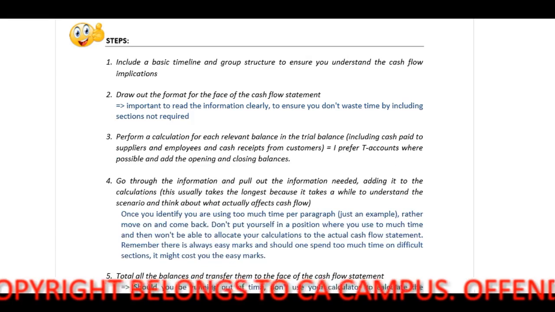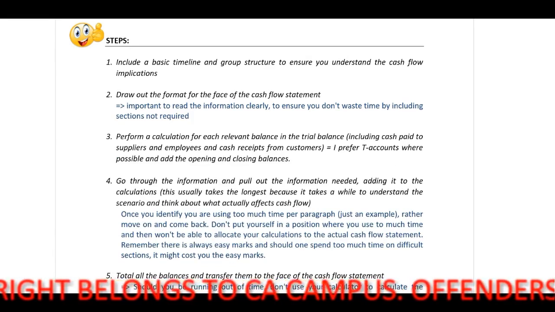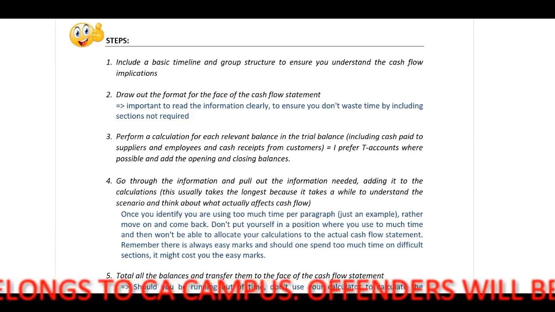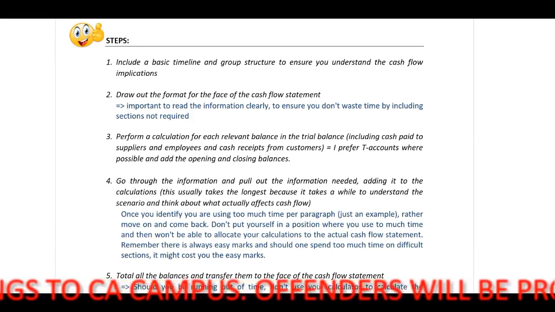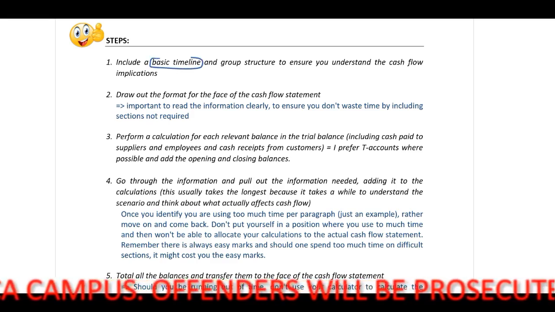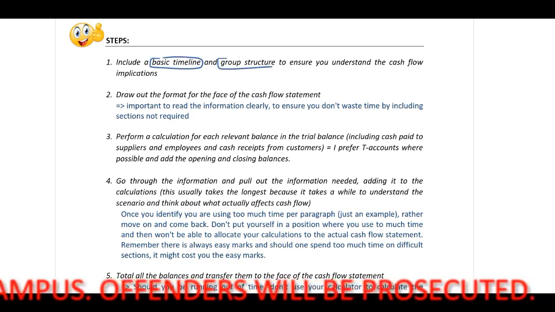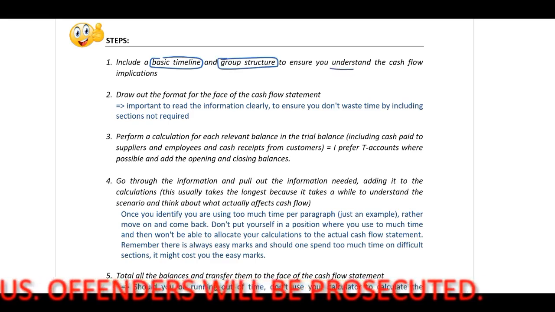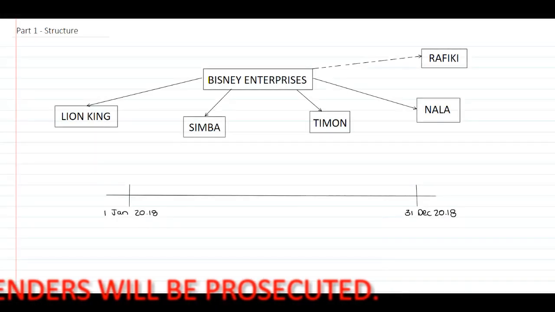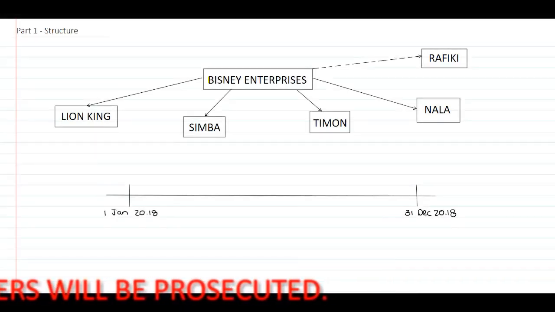Right, now I have provided you with some exam technique steps in your solution. Let's just briefly work through this. When you receive a cash flow statement, my first step is I will include a basic timeline and my group structure to ensure that I understand the cash flow implications. Remember, you will obtain all of this during your reading time.